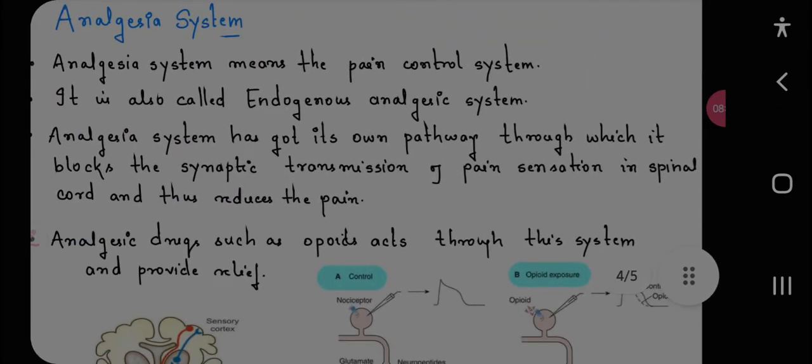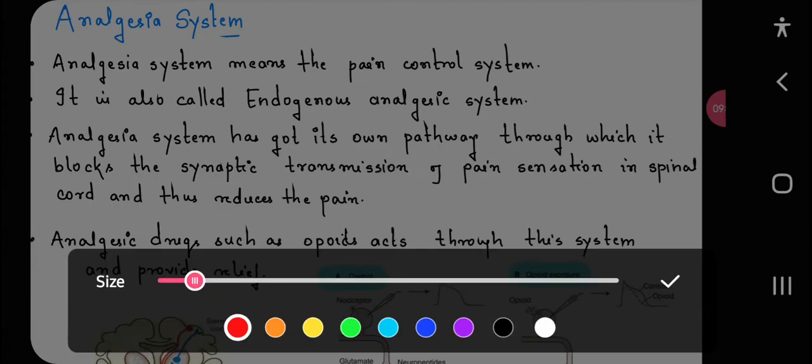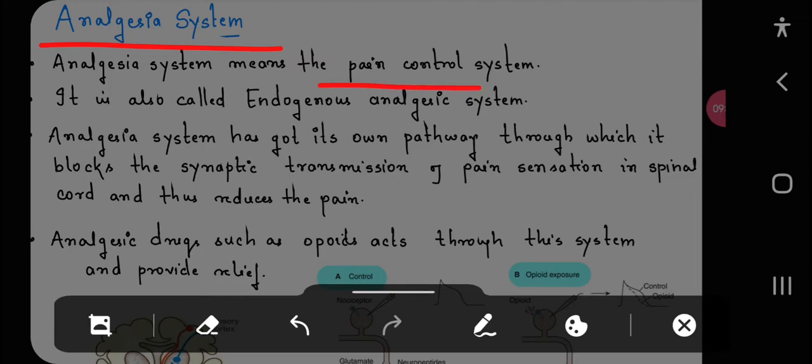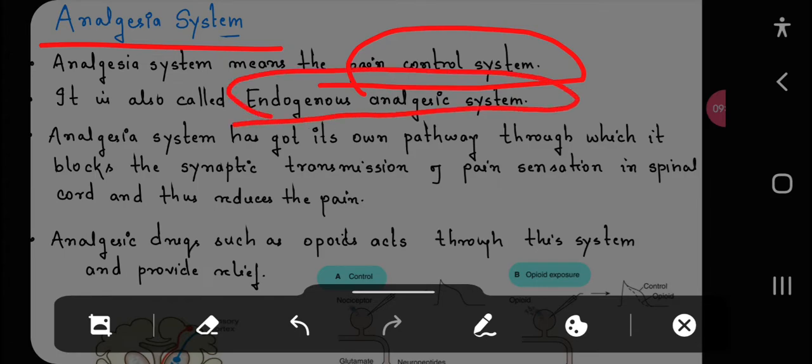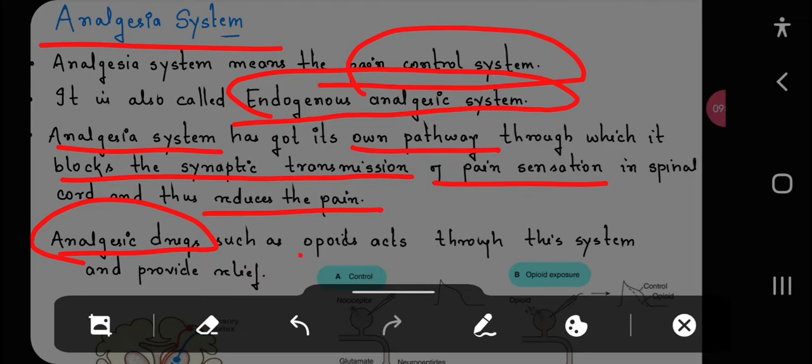Analgesia system. Analgesia system means the pain control, like we take analgesics to reduce the pain. It is also called the endogenous analgesic system. The analgesia system has its own pathway through which it blocks the synaptic transmission of pain sensation in the spinal cord and thus reduces the pain. Analgesic drugs such as opioids act through this system and provide relief.